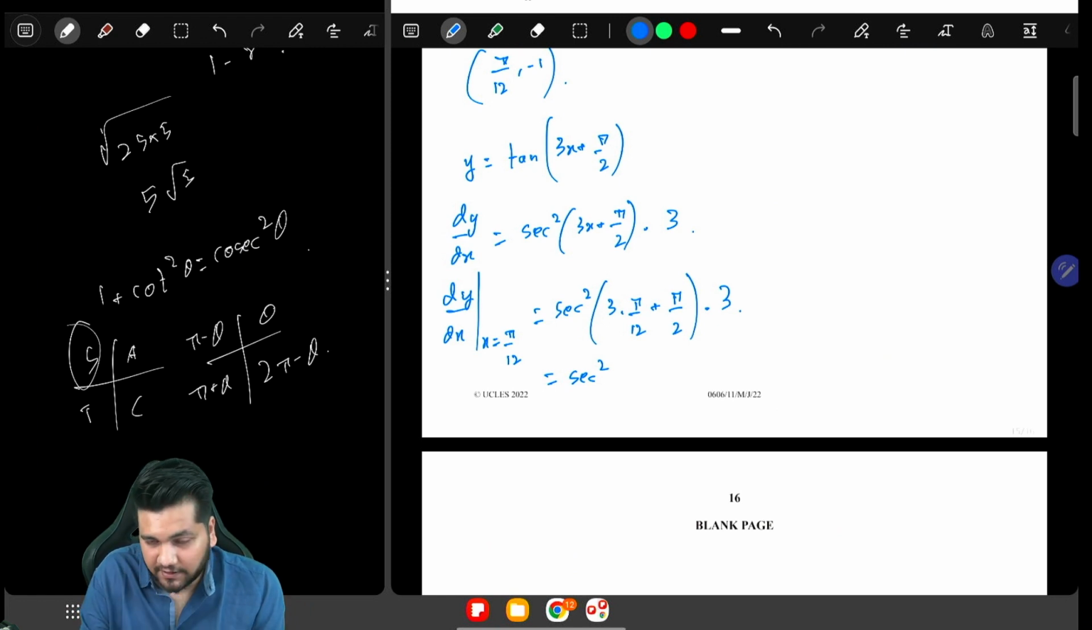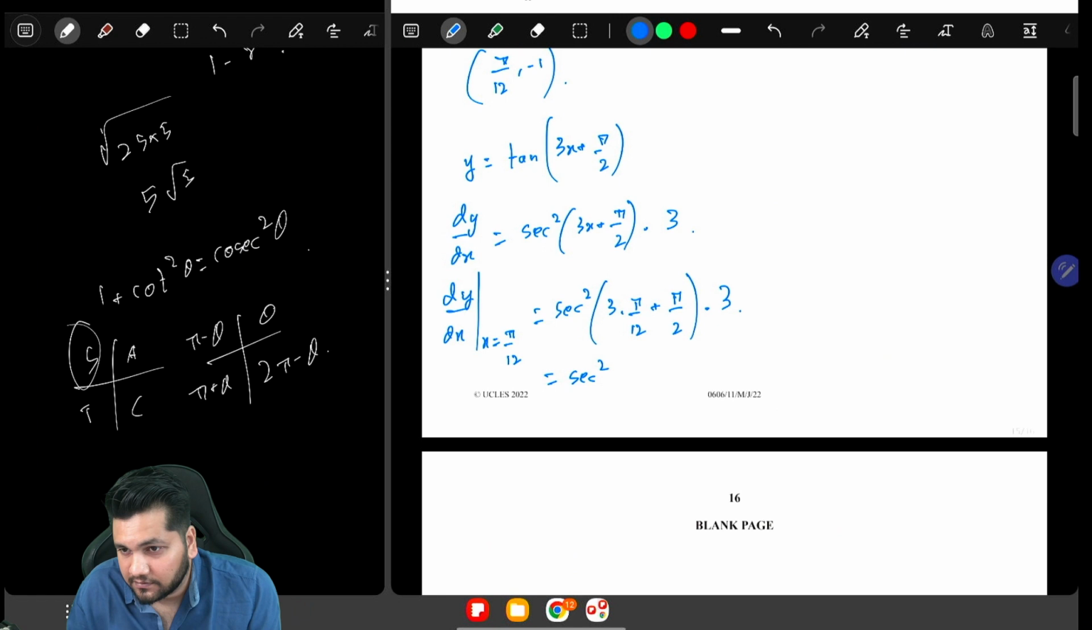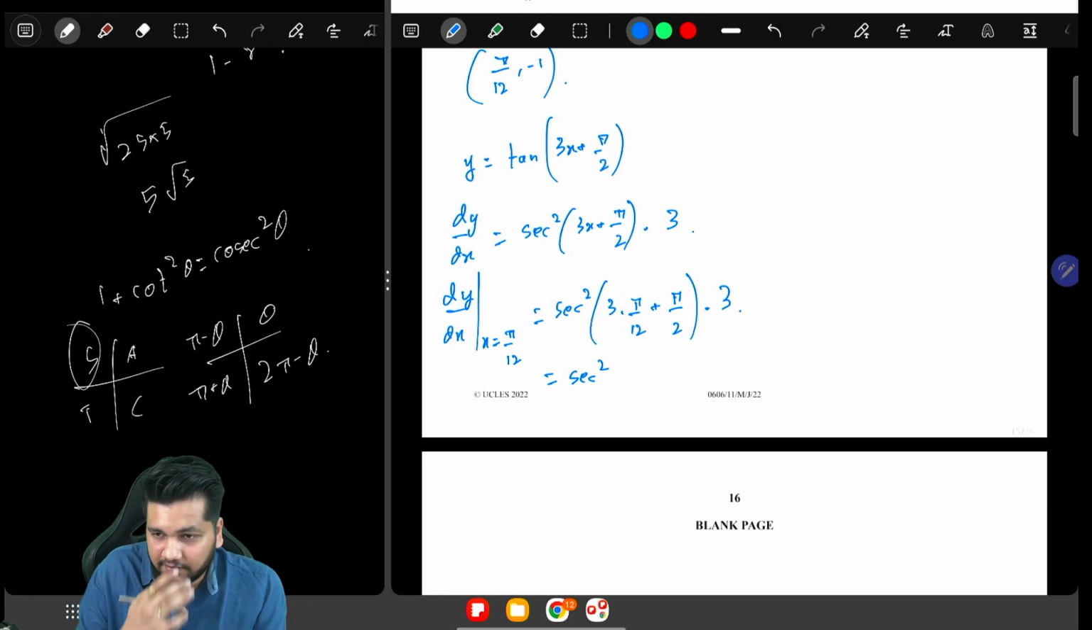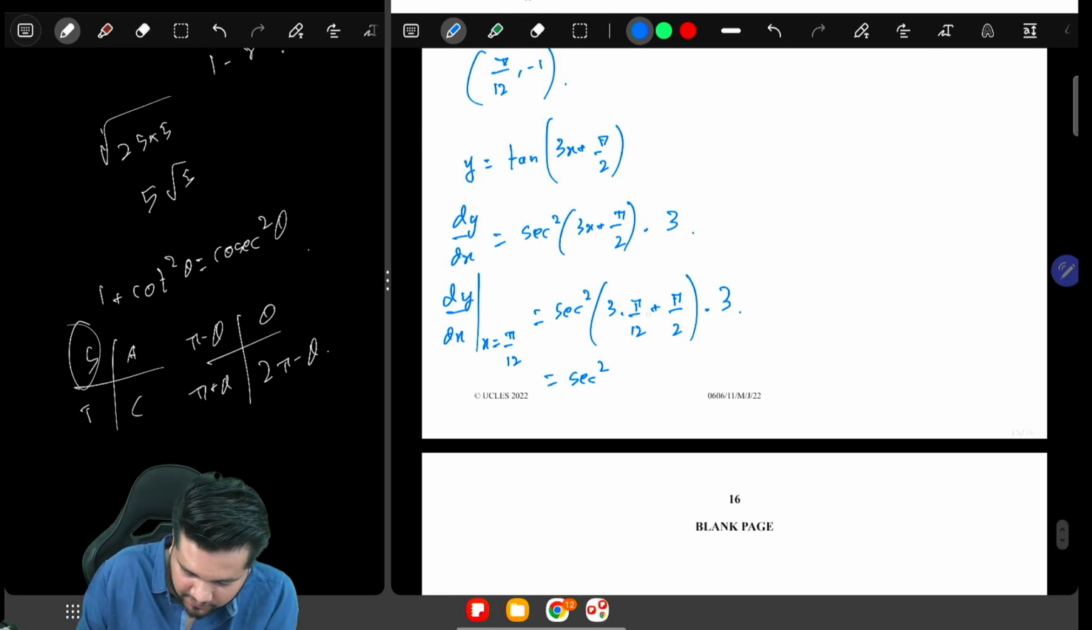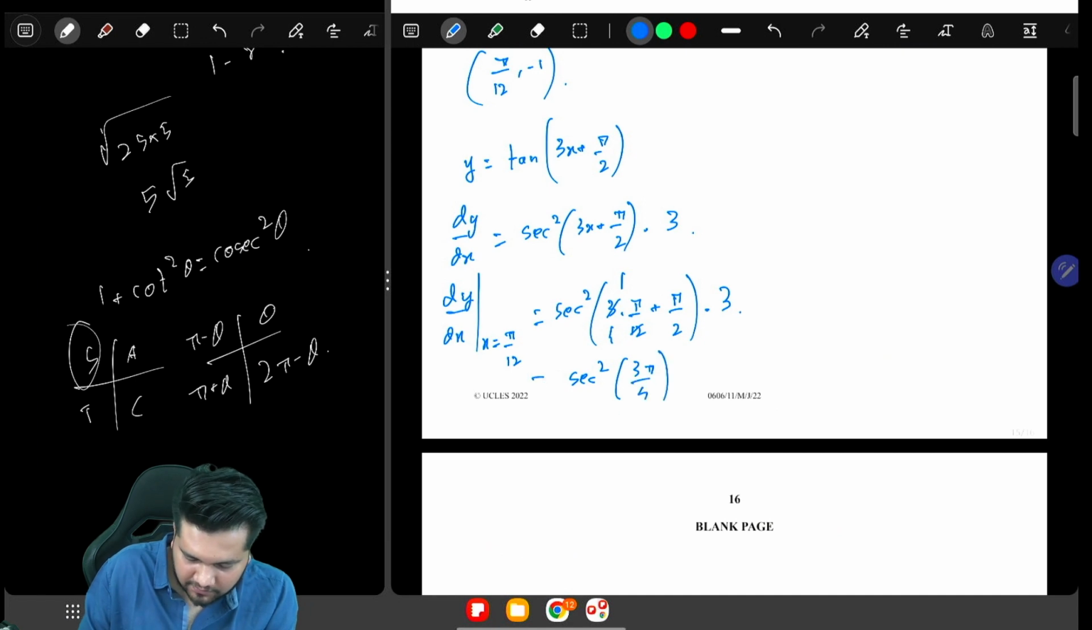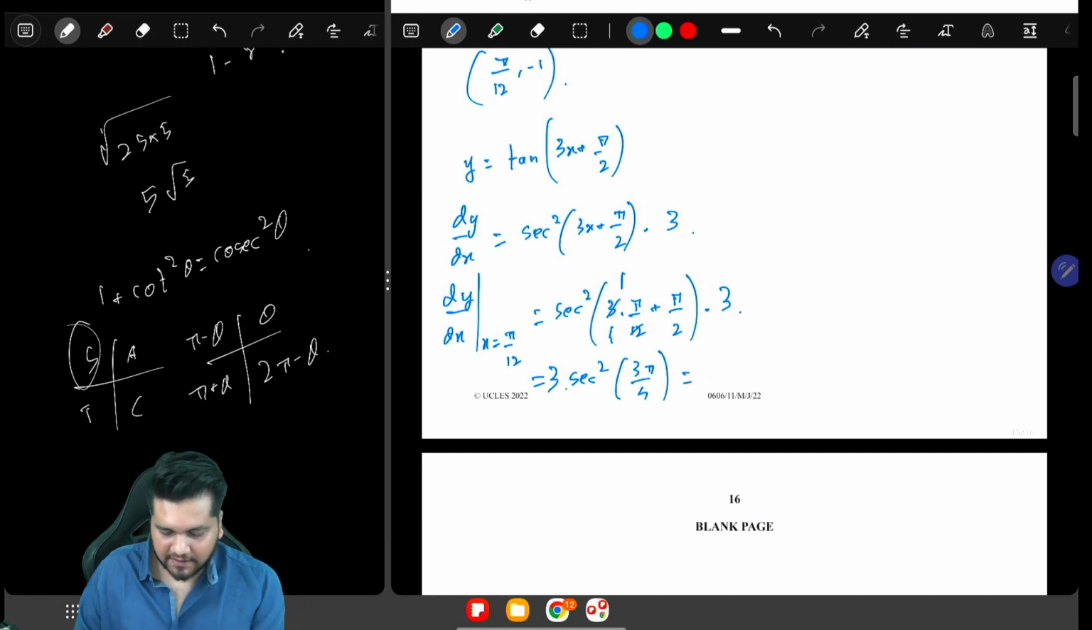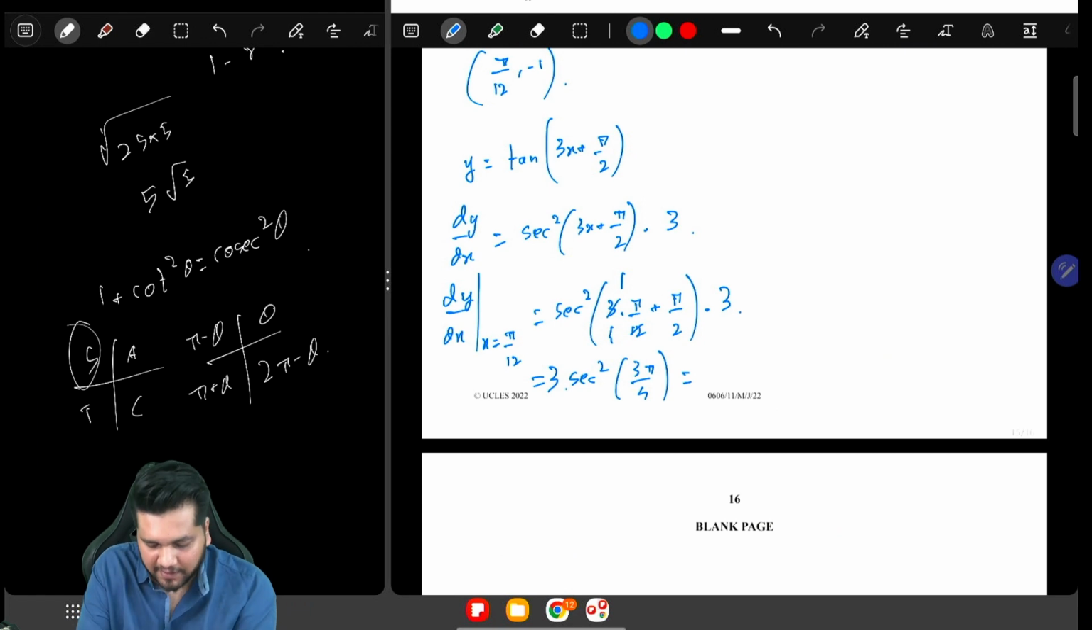In degrees it's very easy, it's just 135 degrees. But once again, here we will just write it in terms of π only. π/4 plus π/2 is 3π/4. I'll keep the 3 here, and finally the answer is going to be 3 sec²(3π/4).